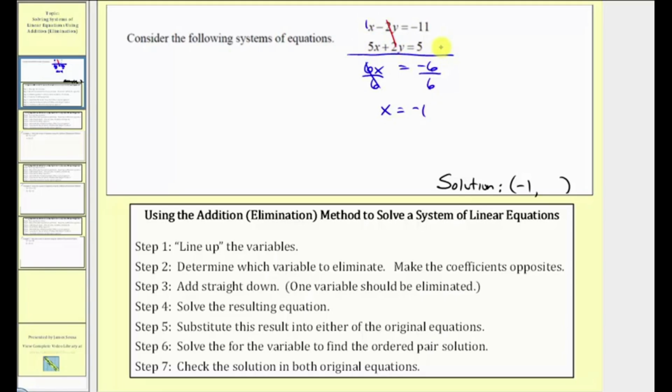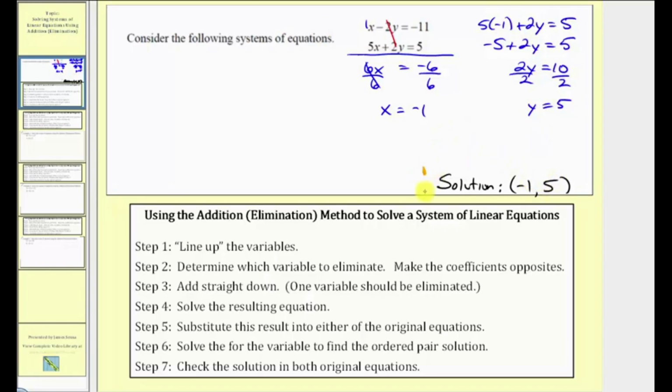If we use the second equation, we'd have 5 times negative 1 plus 2y equals 5. Negative 5 plus 2y equals 5. So adding 5 to both sides, we have 2y equals 10. Dividing both sides by 2, we have y equals 5. So the ordered pair solution is negative 1 comma 5.